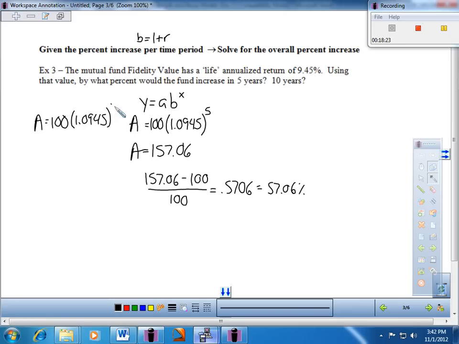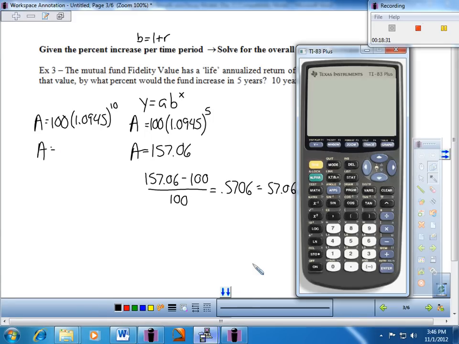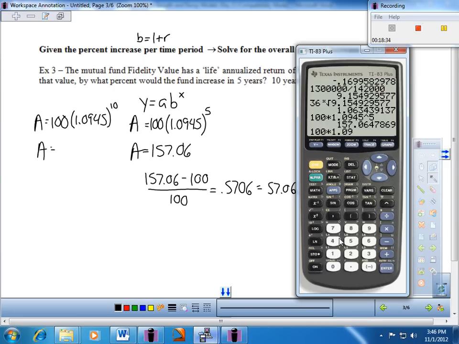1.0945, let's raise it to the 10th. So again, after 10 years, what would I have in the account? Let's bring up that calculator again, everyone. And let's see, I would do 100 times 1.0945 and raise it to the 10th. This would be the amount. If I started with $100, I would have $246.69.